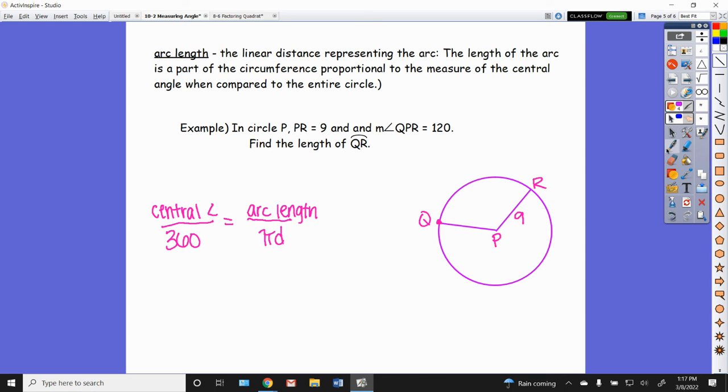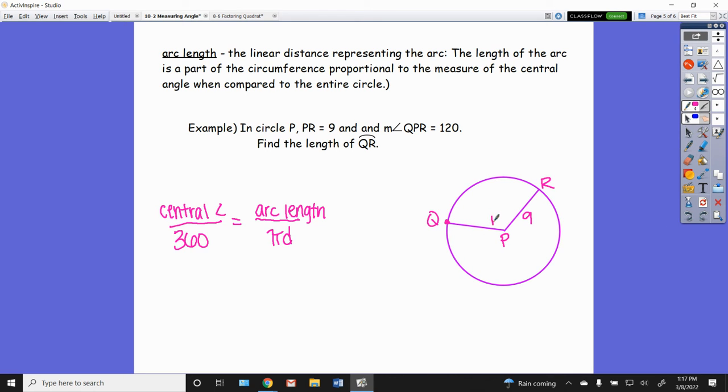I know that angle is 120. All right. Now, go ahead and figure out the length of that arc, QR. Fill in what you know and solve for x. When you think you have it, I can help you out and check.